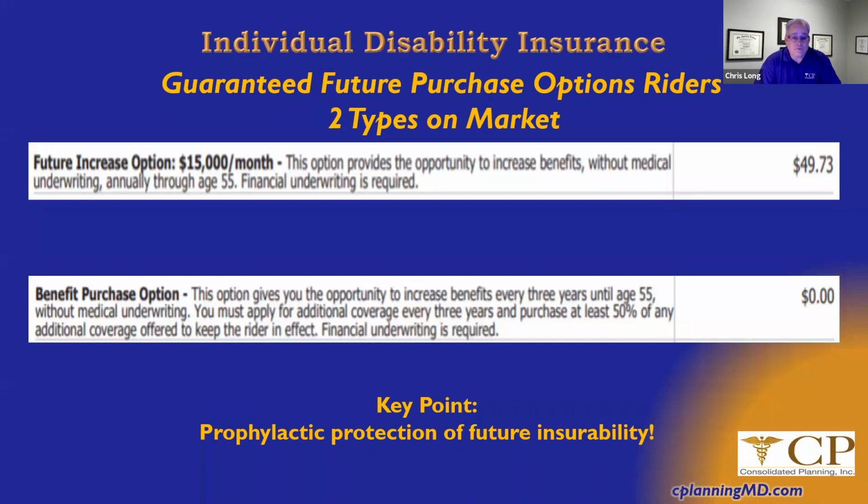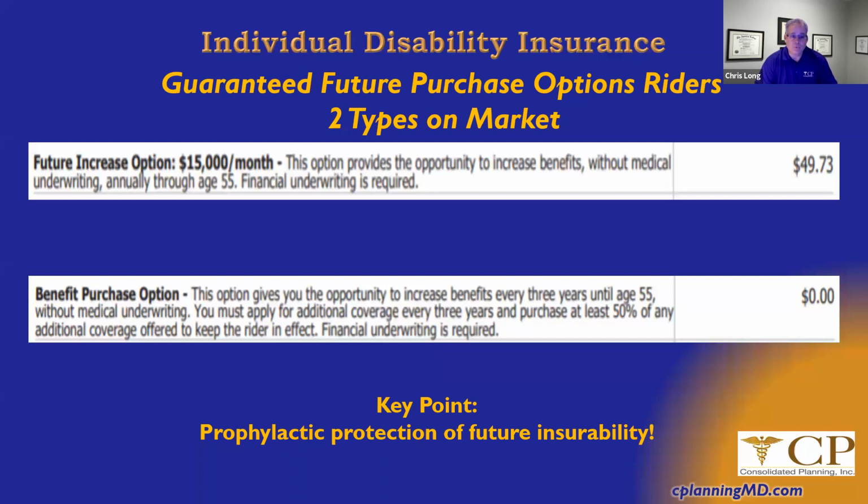And so all the insurance companies have some type of rider that, if you go through underwriting, we can put on the contract, and it guarantees that you can increase your coverage in the future with no medical questions. Now, there's two types of these riders on the market right now. One is typically called a future increase option rider. It's been the most common historically. Now, that rider has a cost to it.